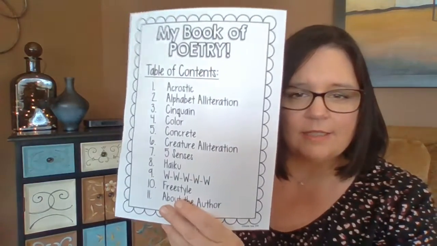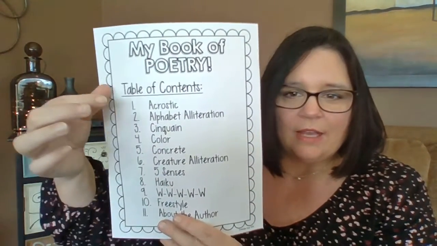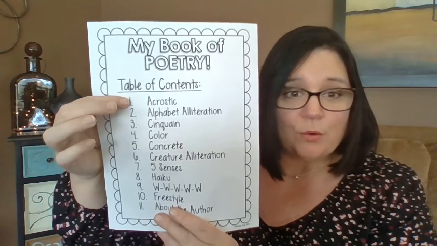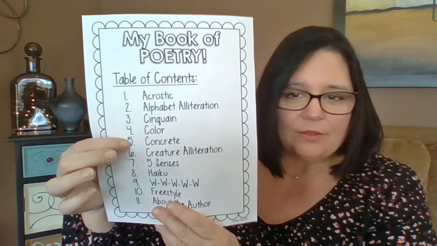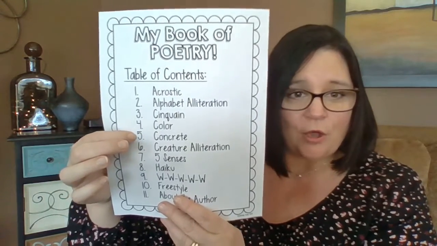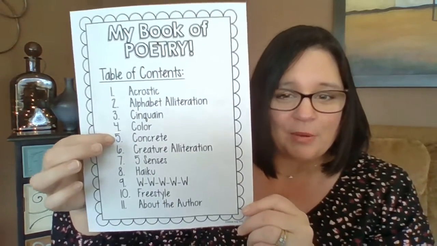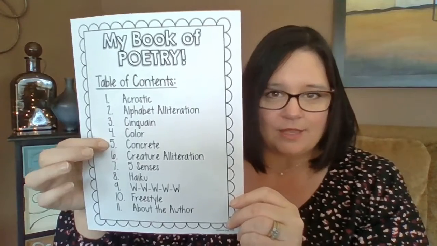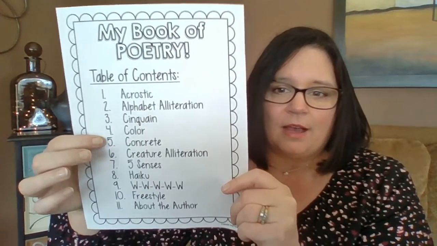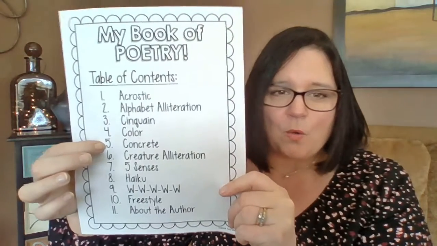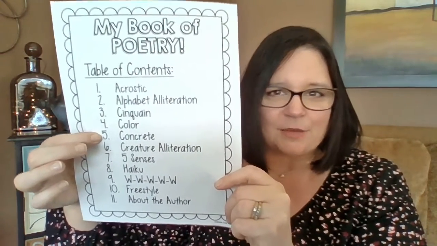If we look at the table of contents, you can see that we did the acrostic poem, which was poem number 1, but we're going to be going out of order and skipping down this week to number 5, the concrete poem, which I'm going to show you in a moment. We've chosen this one because we have Earth Day this week, and we thought that this poem would fit nicely with that.